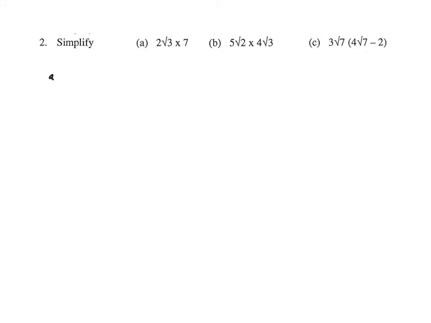In part A, the 2 and the 7 will multiply together to give us 14. 14 root 3 then is the simplest answer, simplest form. Now, what we can do here is multiply the 5 and the 4 and the root 2 and root 3. 5 times 4 gives us 20. Square root of 2 times the square root of 3 is the square root of 6. That's as far as it goes.